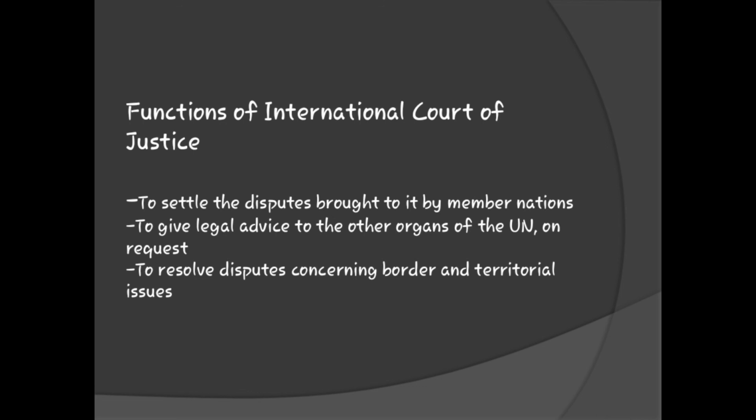To give legal advice to the other organs of the UN on request. So, among the 6 organs, the remaining 5 organs, if they seek any legal advice, then the ICJ or International Court of Justice is ready to help them out. It's ready to give them this advice. These are the functions of the International Court of Justice and the composition of these 3 main organs of the United Nations organization as per your syllabus.